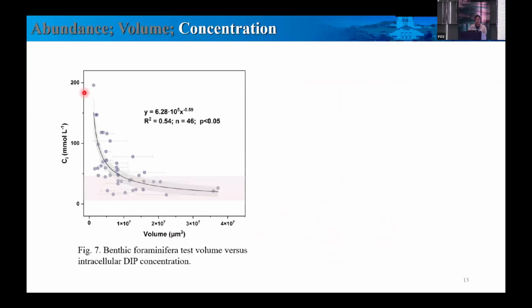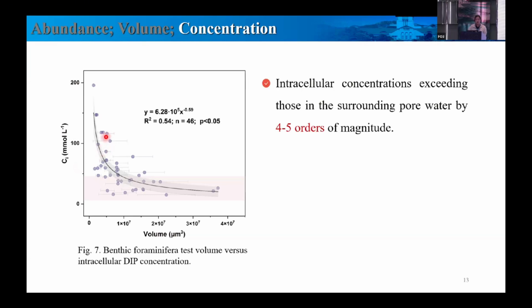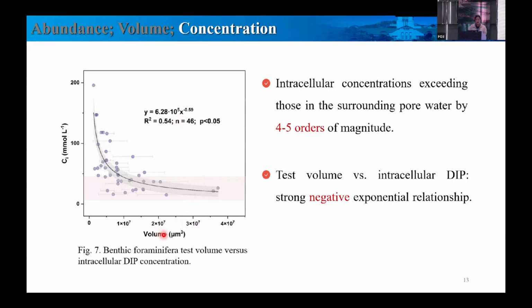As for the concentration, we measured their concentration. We can see the y-axis. The unit is millimole per liter, and we know that pore water DIP concentration is usually in micromole per liter. So the intracellular concentrations exceed those in surrounding pore water by 4 to 5 orders of magnitude. And the test volume and the intracellular DIP concentration showed a strong negative exponential relationship.